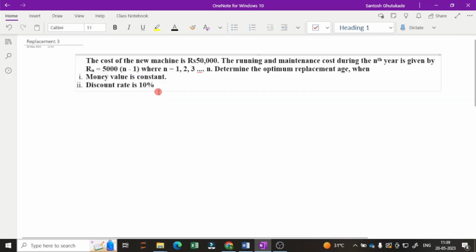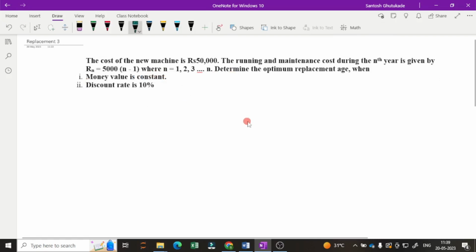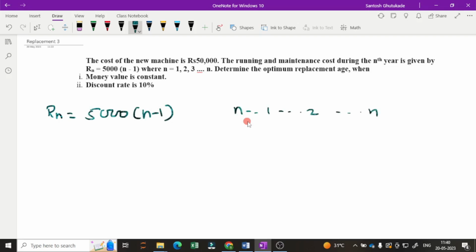So first we will calculate the average maintenance cost. For that there is a relation given. The relation is R_n equals 5000 times (n minus 1), where n is the number of years, from 1, 2, 3 up to n. First we will calculate for the first year. The relation is 5000 into (n minus 1), with n as 1, so 1 minus 1 is 0. So for the first year the maintenance cost is 0.